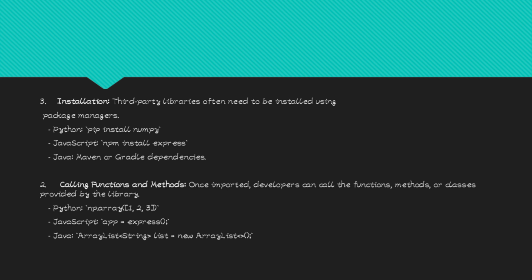So in Python, we have np.array, so we are calling an array of 1, 2, 3. In JavaScript we have app equals to express. Then in Java we have ArrayList of String, so we are calling a new ArrayList from the string list.